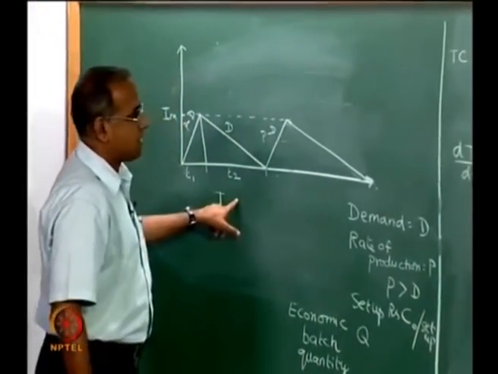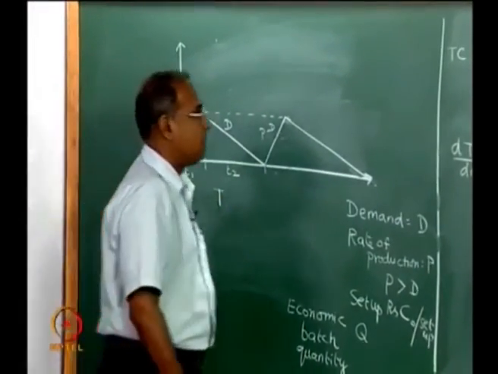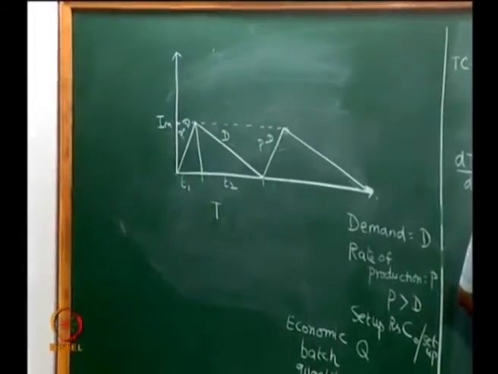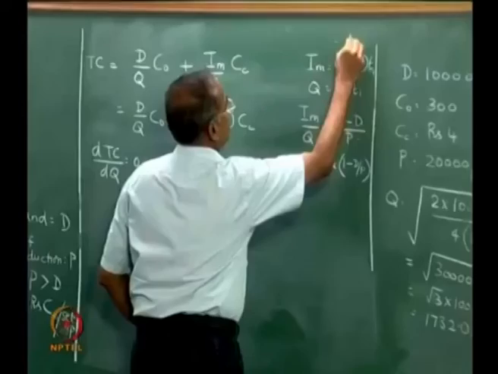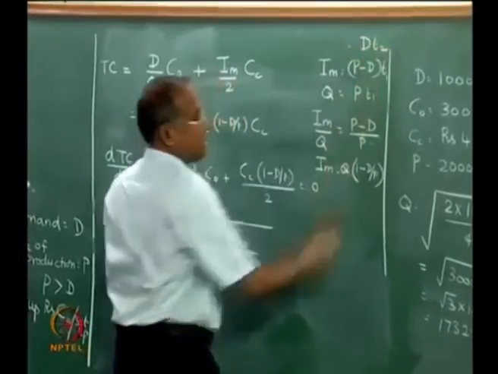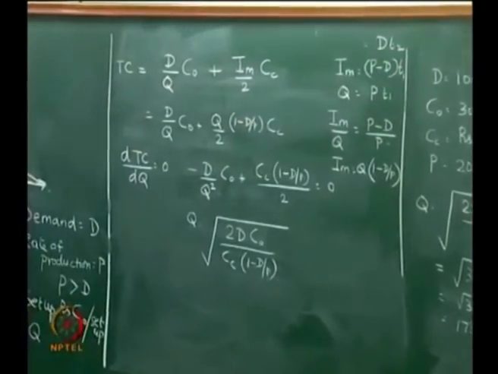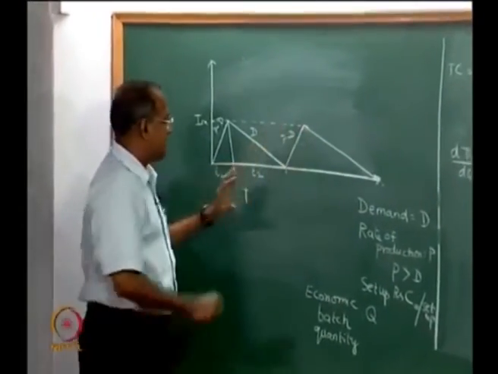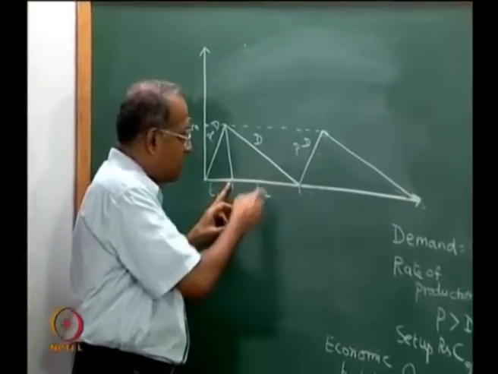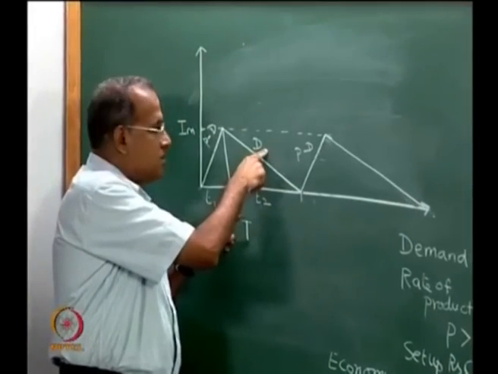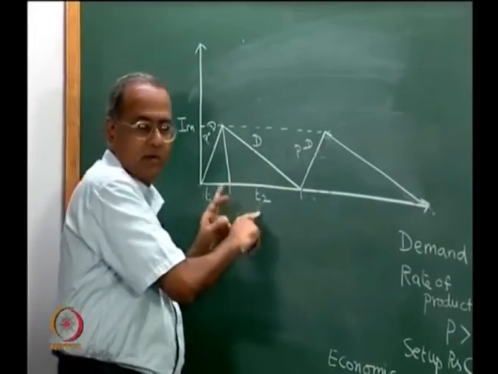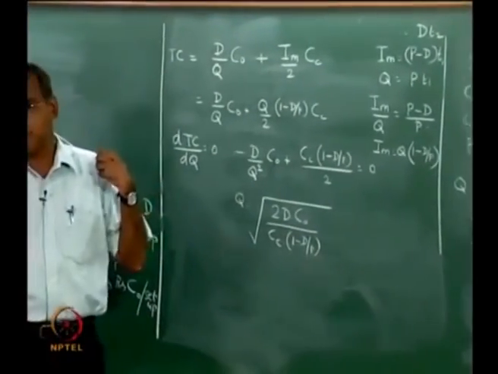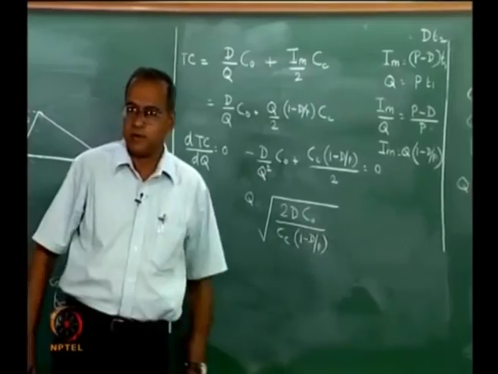Now, T2 is very easy to write. Im is equal to (P minus D) into T1, and Im is also equal to D into T2. The reason being, this much inventory that is built up as Im is now consumed over a period T2 at the rate of D. So, Im is equal to D into T2, from which T2 can be calculated and the cycle time T can also be calculated.